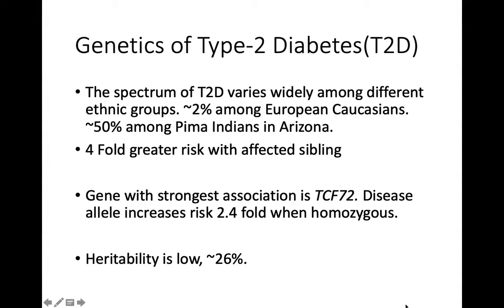Now, some genes have been identified that seem to influence the predisposition towards type 2 diabetes. One gene that's been found is called TCF7L2, and disease risk increases 2.4-fold when homozygous for the allele that is associated with type 2 diabetes. But overall heritability seems to be low, about 26%, which you can see contrasts significantly with autism.